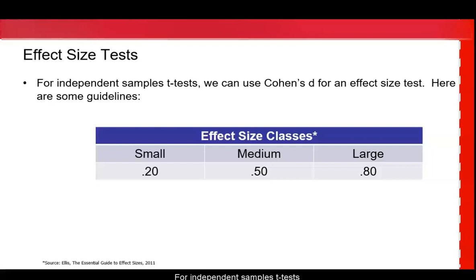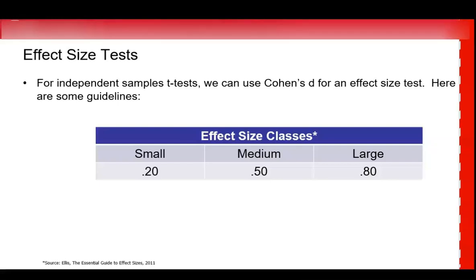For independent samples t-tests, we can use Cohen's d for an effect size test. Here are some guidelines. A small effect size would be a 0.20 level. A median effect size is around the 0.50 level. A large effect size is around 0.80 and above.